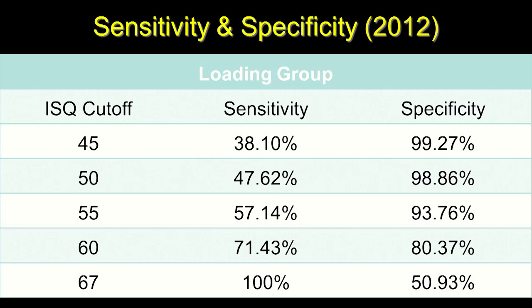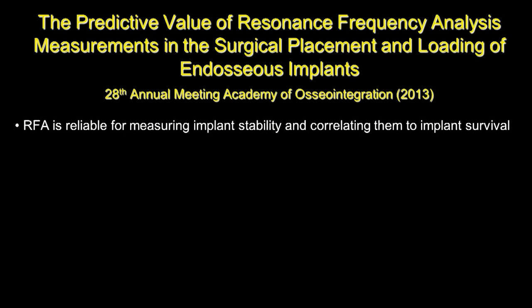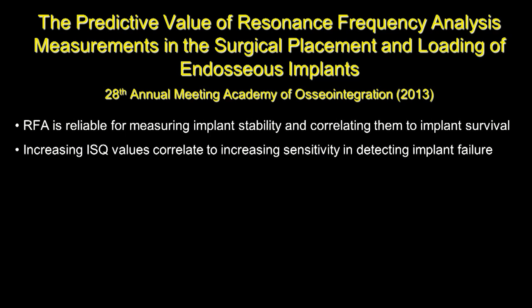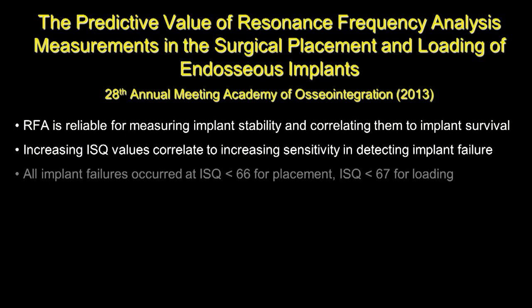So what we're hoping to present there at the 28th annual meeting is that the RFA value is a reliable measurement for implant stability and correlating that implant to survival based on loading and placement protocols. The increasing ISQ values correlate to increasing sensitivity in detecting an implant failure. All implant failures occurred at ISQ values below 66 at placement and 67 for loading.